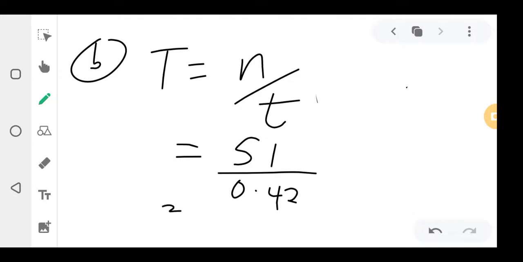So what is 51 divided by 0.42? You divide 51 by 0.42. You find that you are going to get 121.43 seconds. Seconds, S at the end. Okay, I think you have understood.